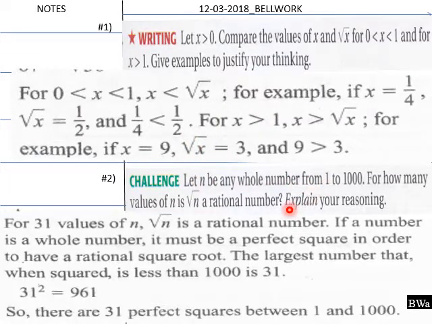And then down here, for 31 values of n, square root n is a rational number. If a number is a whole number, it must be a perfect square in order to have a rational square root. The largest number that, when squared, is less than 1,000 would be 31. So 31 squared is this. So there are 31 perfect squares. I mean, that'd be kind of a trick response to that.